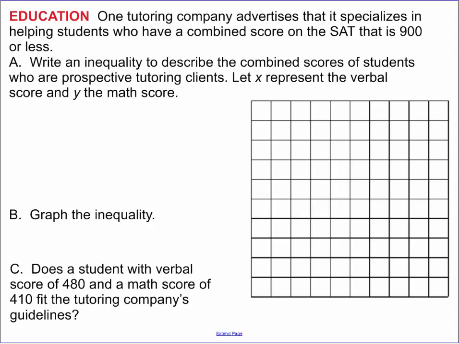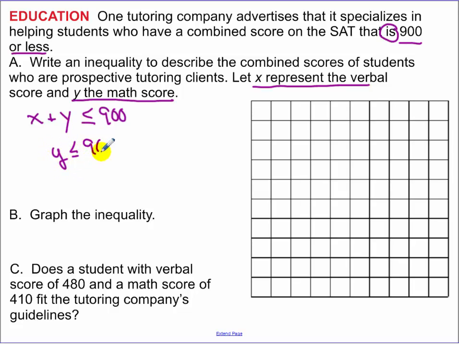Our next example. A tutoring company, and yes, I want you to write all this down, advertises that it specializes in helping students who have a combined score in the SAT of 900 or less. So write an inequality to describe the combined scores of students who are prospective tutoring clients. X is going to represent our verbal and Y is the math. So our X score plus our Y score, so I need my equal sign, these scores have to be less than or equal to 900. So solving that for Y, and if you wanted you could do intercepts, we get that equation.